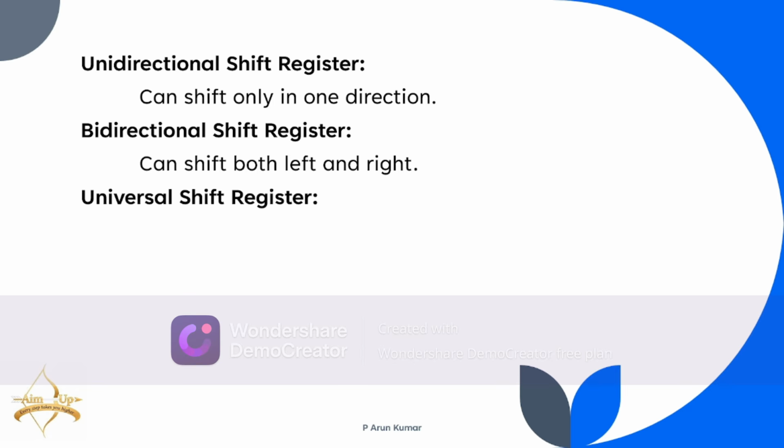And the other one is the universal shift register. By using this device, we can shift right or left, and we can even load the data parallelly, and we can even hold the data. We can do all these four possible operations with the help of only one design. Now in this video, we'll try to design this universal shift register.